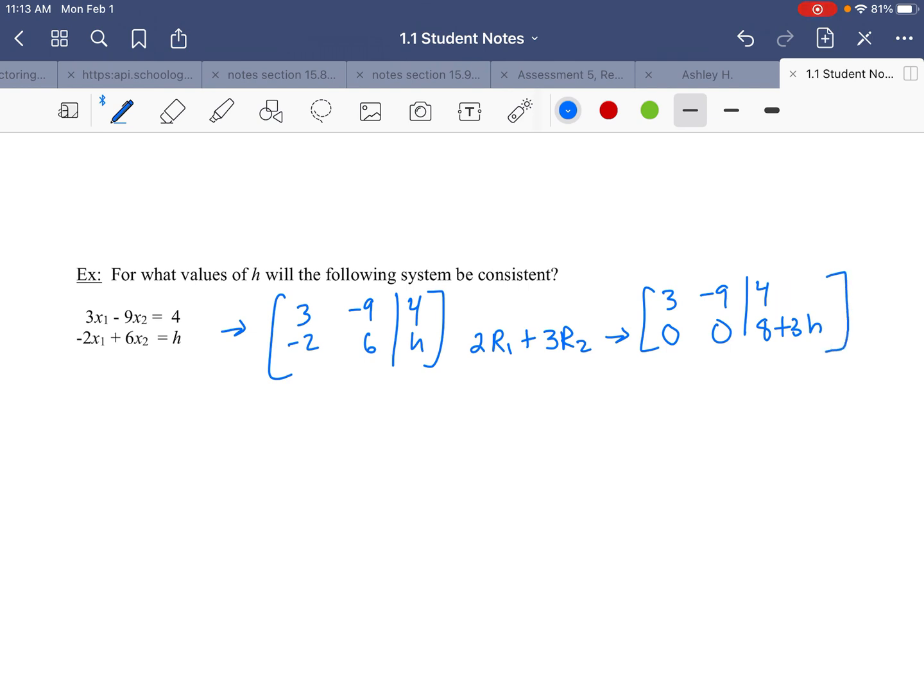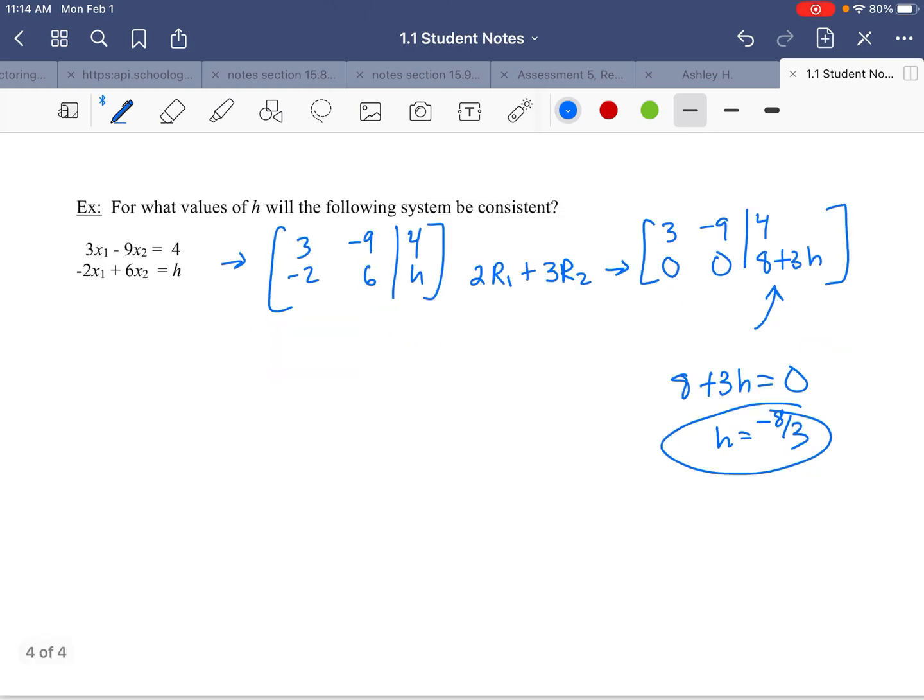All right. So look what happened here. If I want it to be consistent, then this cannot equal some number. This has to be 0 also. So that means that 8 plus 3h has to also equal 0. So h has to equal negative 8/3. Now, the only thing it can be is infinite solutions if it's going to be consistent, but that's consistent. So there's my answer. Okay. All right, that's it.